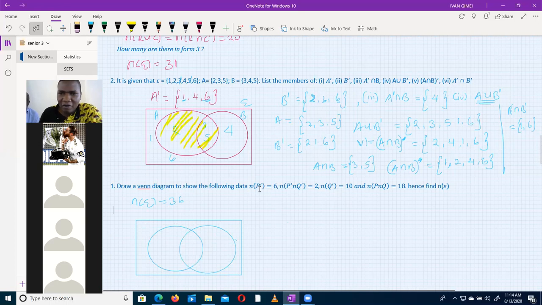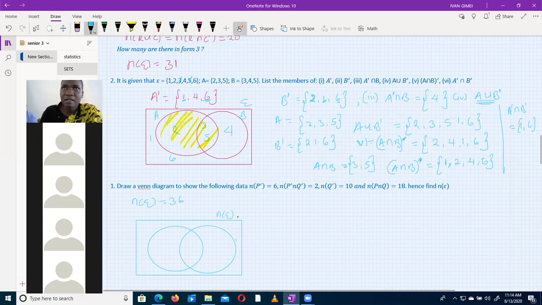So what have they given us? They have given us the number of elements in set P complement. The number of elements in set P complement is 6. Number of elements that are not in P and Q, this is like P union Q complement. I remember we looked at how this is represented. Our universal set, of course, is this. We don't know how many elements it has. They have not given us the elements in the universal set.